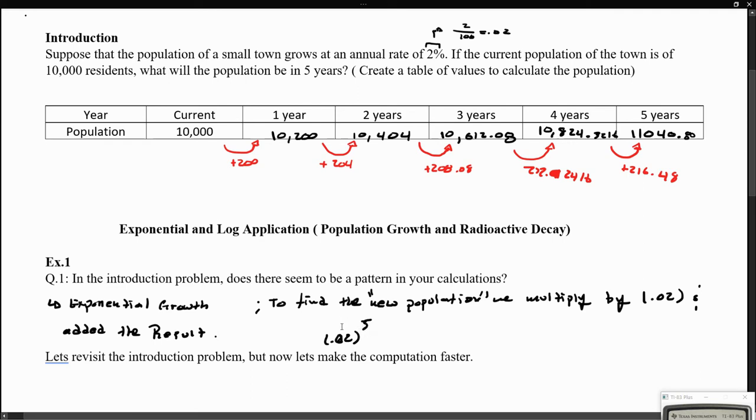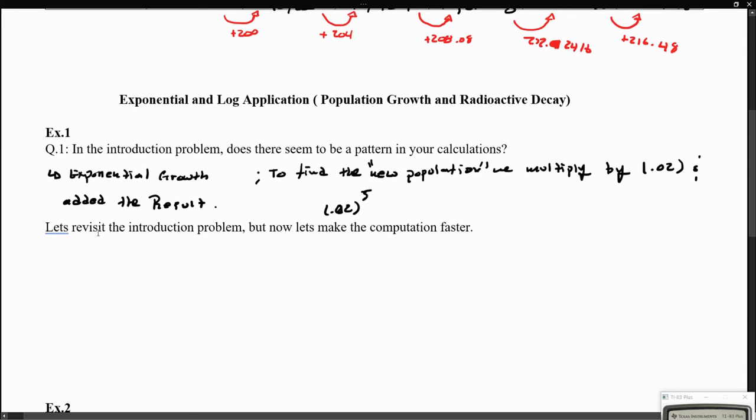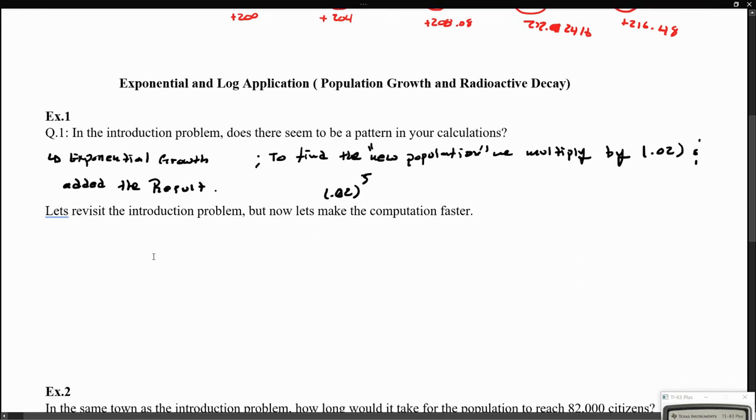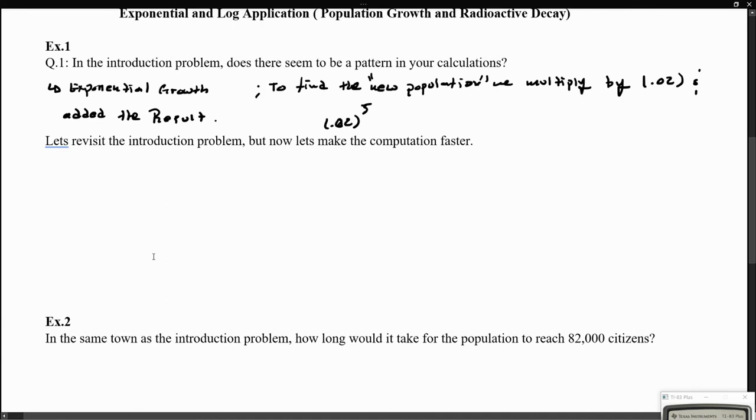Now that we have observed that, yes, this is some kind of an exponential problem, can we somehow just calculate the same result but just faster? Well, we do have an equation that can help us out for this task, and that is the exponential growth formula.